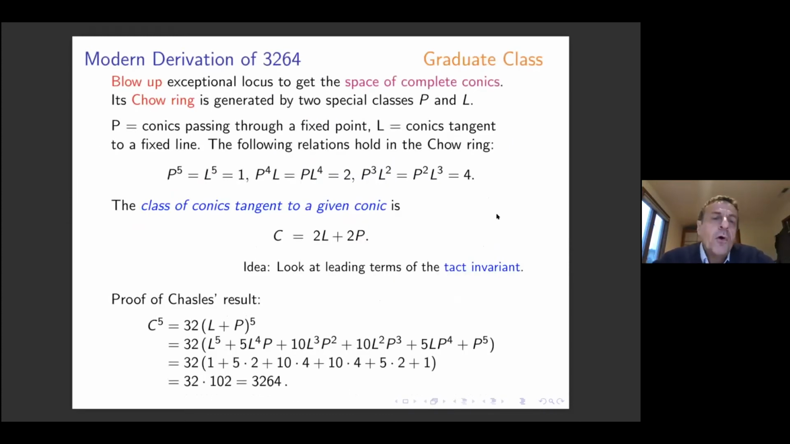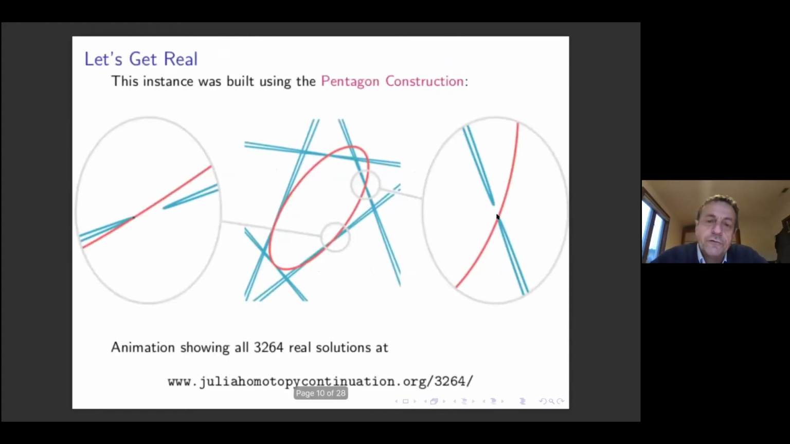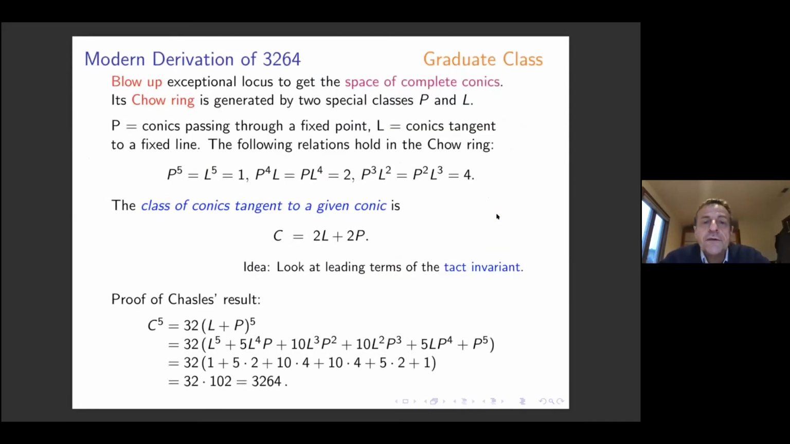Let me throw in one slide on graduate school math. Most of the math so far was fairly elementary, but how would you derive the number 3,264 in a graduate class in algebraic geometry? Well, you would argue by blowing up the exceptional locus. We have the five-dimensional parameter space of conics. That's a P5, a projective five-space of conics with six homogeneous coordinates U1, U2, U3, U4, U5, U6.